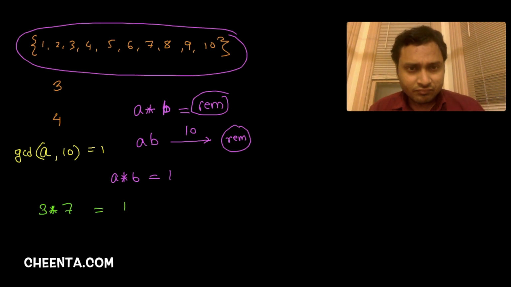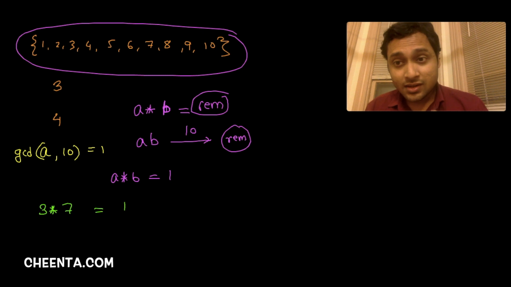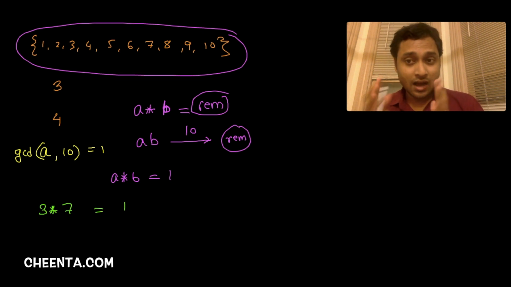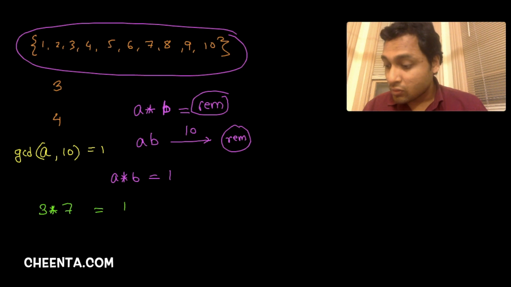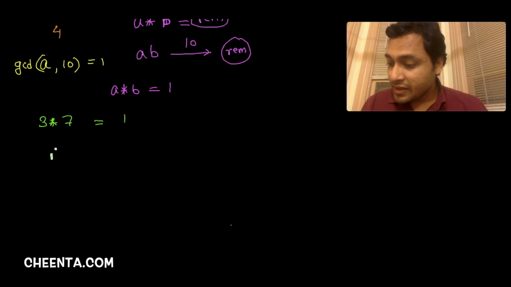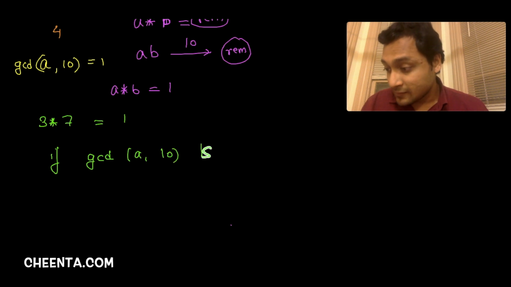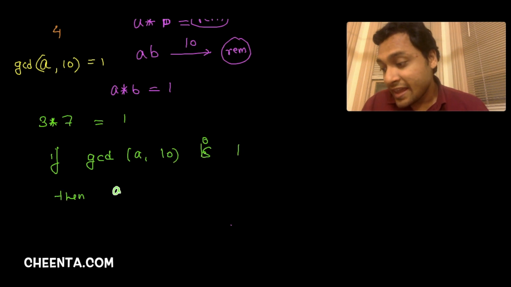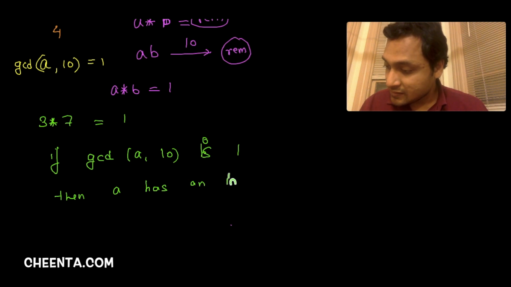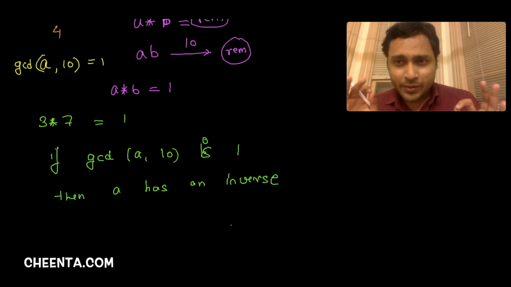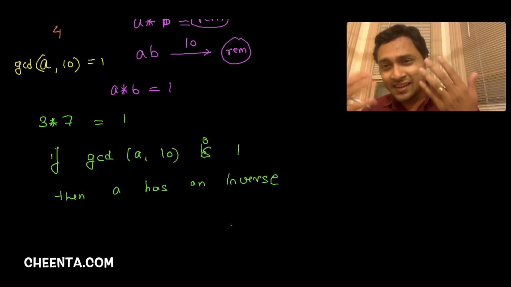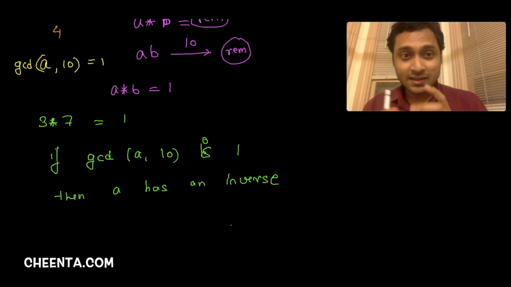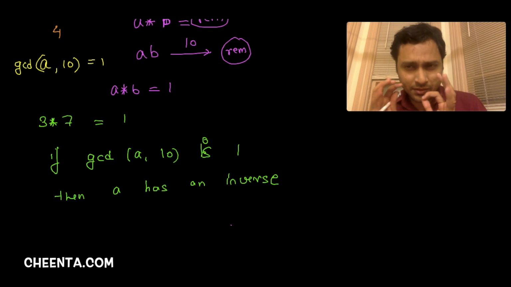That's the general idea. Now, the question is this: how can we guarantee that a particular number has an inverse? So that's in fact the goal of this discussion, that we want to show if GCD of a and 10 is 1, then a has an inverse. This is a very tricky question, that somehow the GCD of a and 10 is linked with the fact whether a has an inverse or not. So we have to look into it a little bit more carefully.